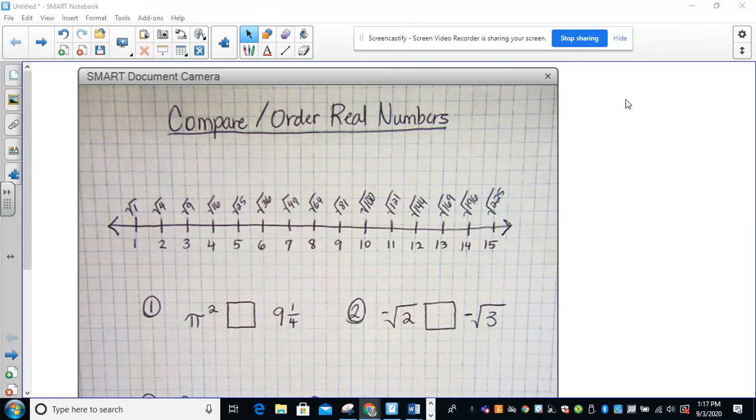So we're going to look again at comparing and ordering real numbers. Some of these are square roots and estimating them where they would go on a number line. So I've included a number line with the perfect squares 1 to 15 on it. You may need more than that. I would suggest having this in your notebook again, just to go back to reference or to help you with questions. So we're going to look at a few examples.